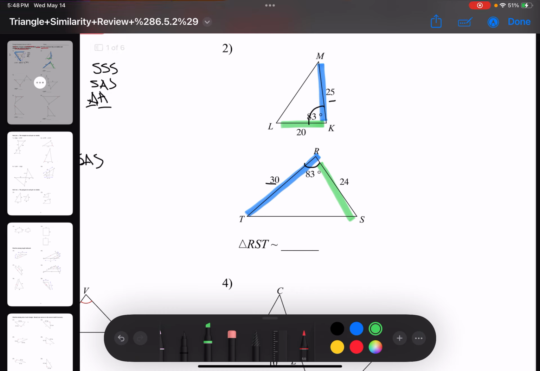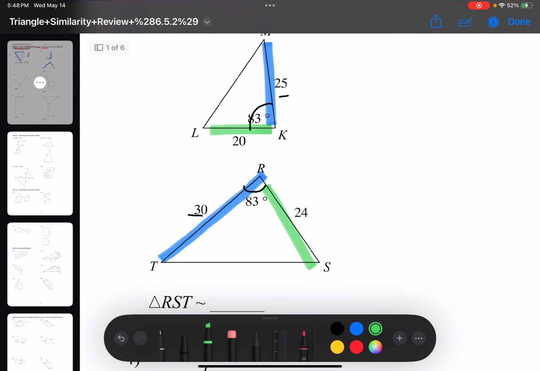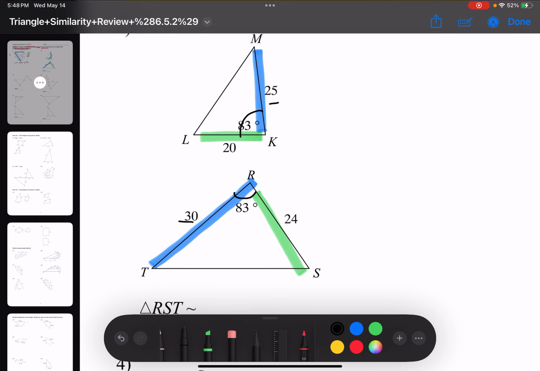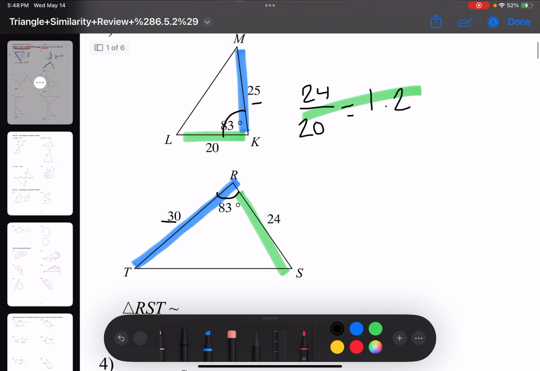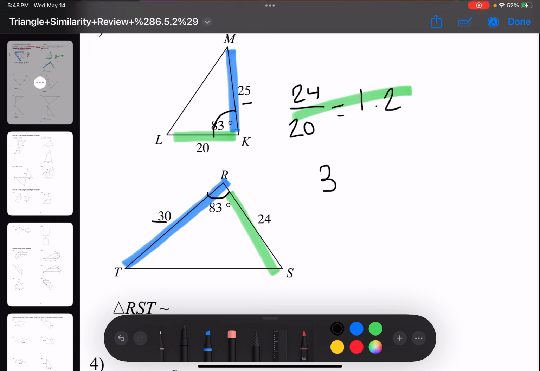Now to see if they have the same, I think, proportionalness. I'm not sure. It doesn't matter though. We're gonna divide. So we're gonna do the green numbers. The big green number, 24 over 20, which is equal to 1.2. So for the green ones, that's what we're looking for on the other side. Now for the blue ones, we're gonna do 30 over 25, which is also equal to 1.2.